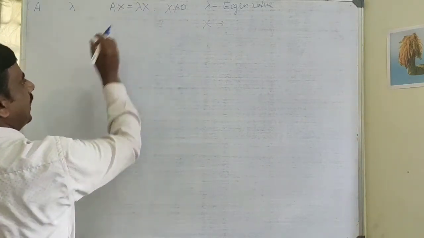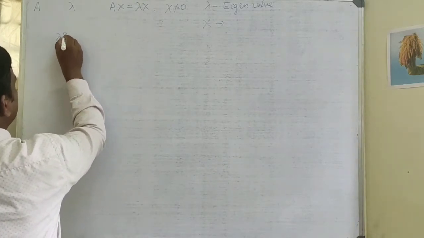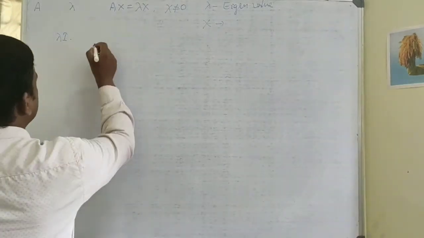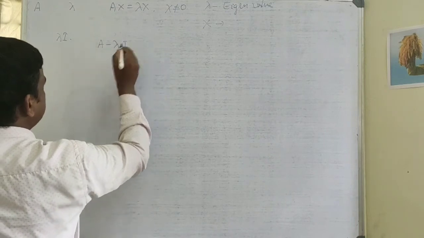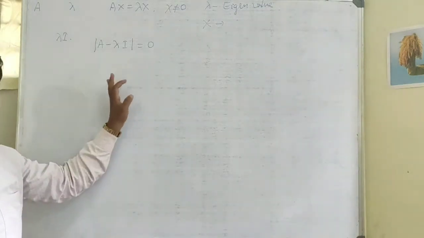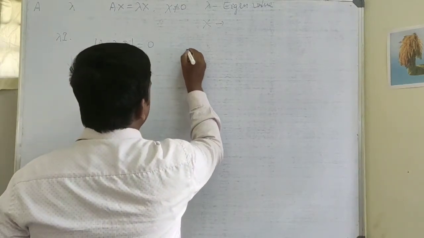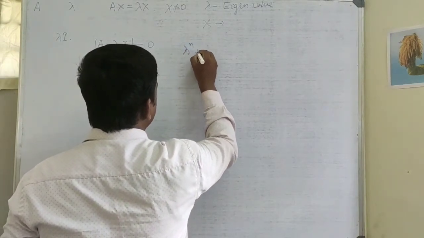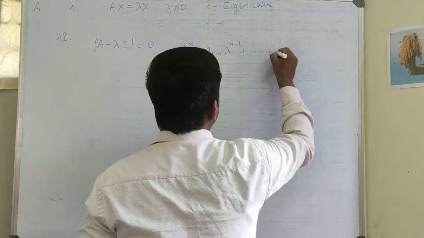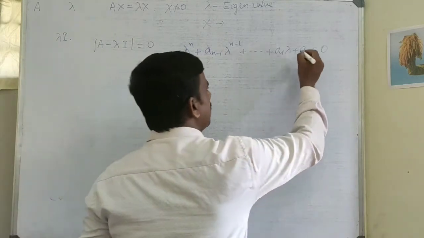Now, to find the eigenvalues of the given matrix, the procedure I have to follow is to consider lambda into I, where I is an identity matrix of order same as A. Then take A minus lambda I. You get a square matrix again. Find its determinant, then equate it to 0. So equating that to 0 and simplifying, you get a polynomial like this: lambda power n plus a n minus 1 lambda power n minus 1 plus and so on, a1 lambda plus a naught equal to 0. That is the polynomial you are going to get.